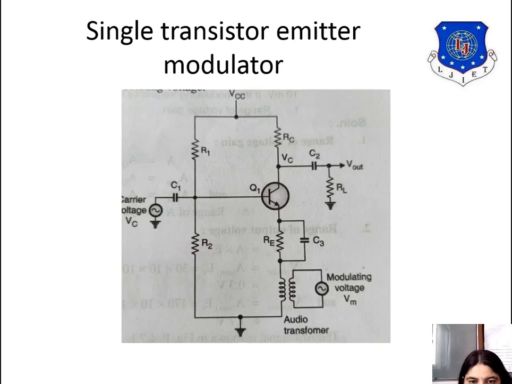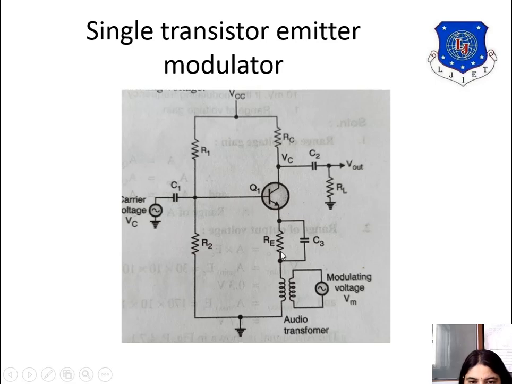Now this circuit has two inputs: one input is the audio transformer carrying the modulating signal VM, and the other is the carrier voltage VC. When the modulating signal is absent, only the carrier signal is present, and this circuit will work totally as a class A amplifier, and we get the amplification of the carrier signal at the output point.